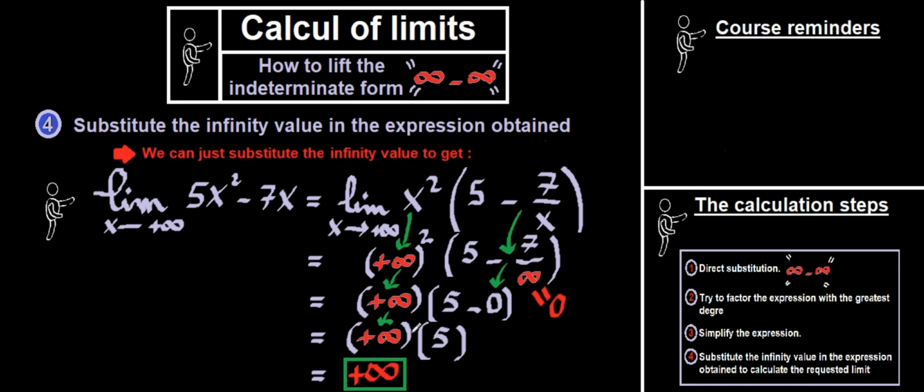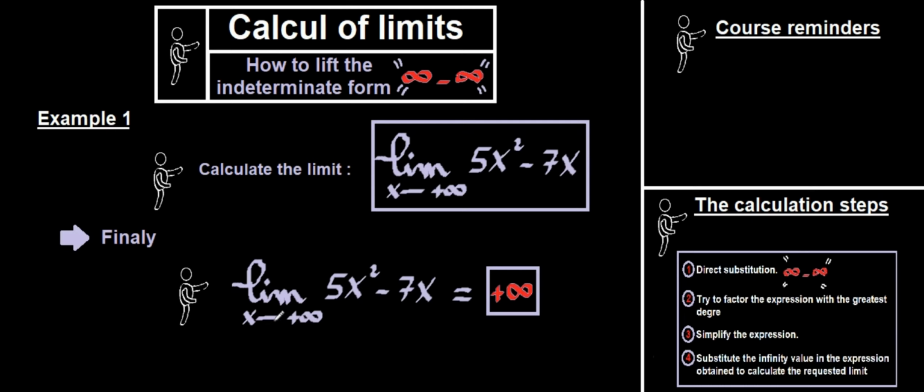And positive infinity times 5 is going to be a very large and positive number. So we are going to say that's positive infinity. Finally, the limit as x approaches positive infinity of the expression 5x squared minus 7x is equal to positive infinity.